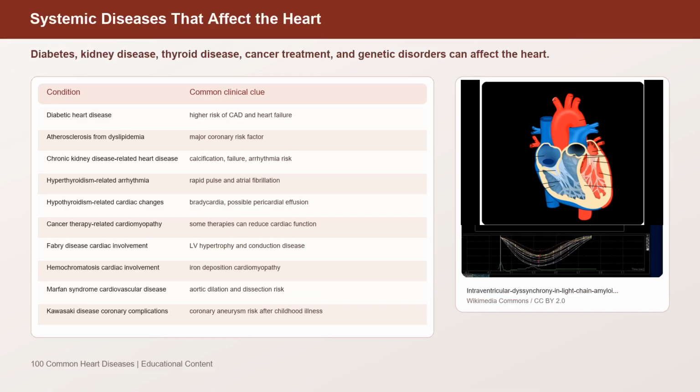Finally, systemic diseases that affect the heart. Diabetes, kidney disease, thyroid disease, cancer treatment, and inherited conditions can directly affect the cardiovascular system. Patients with underlying disease should take cardiac symptoms especially seriously.